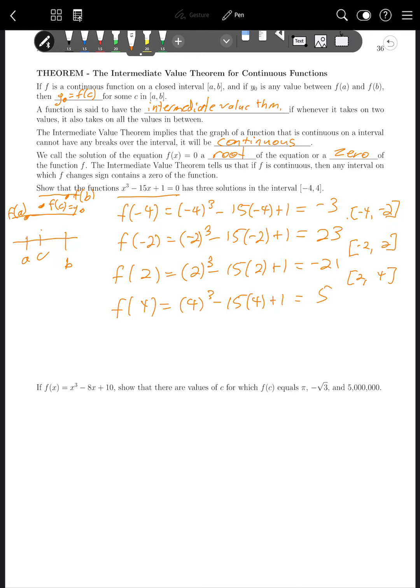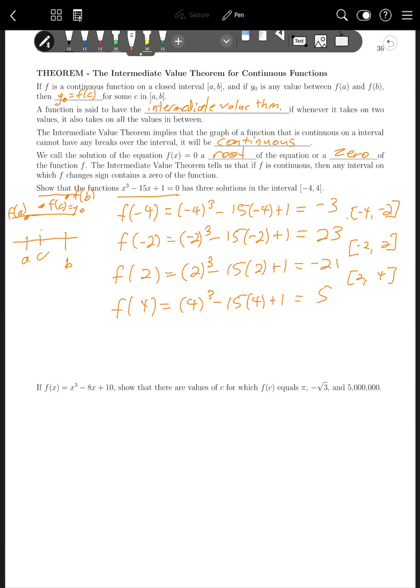So you can use the same idea to show that any value of y works. So like if f of x equals x cubed minus 8x plus 10, show that there are values of c for which f of c equals pi, square root of 3, and 5 million.